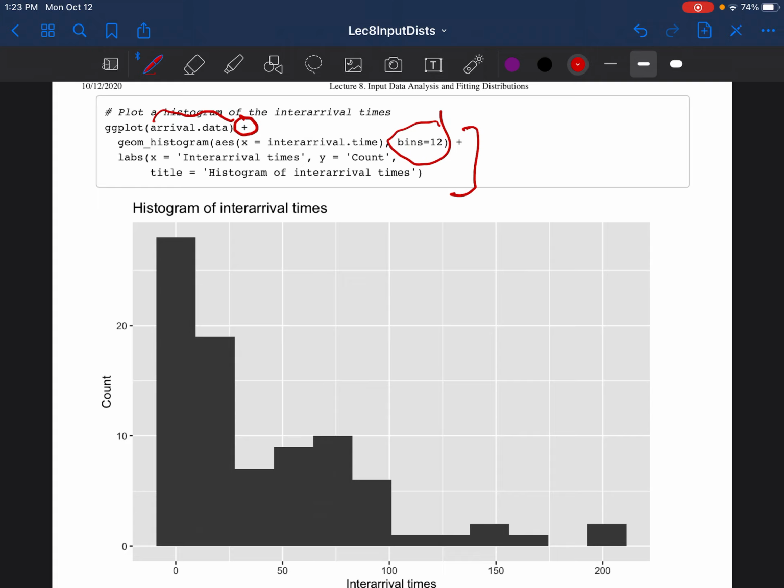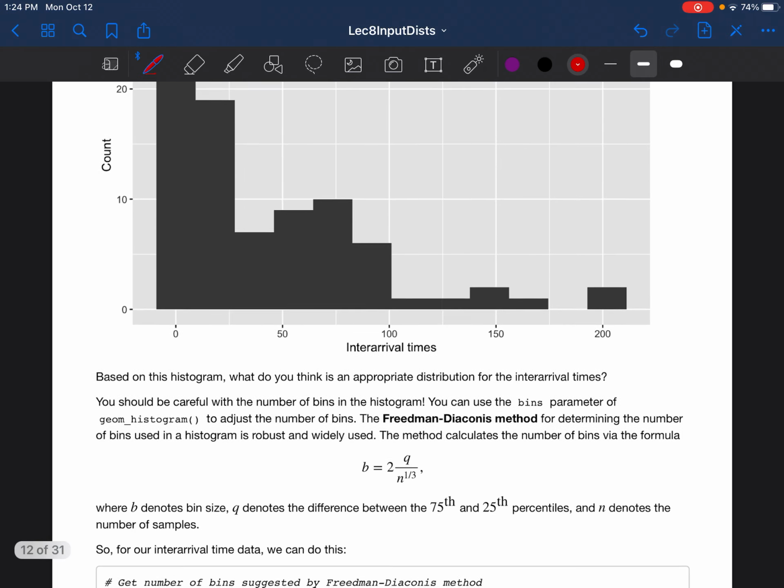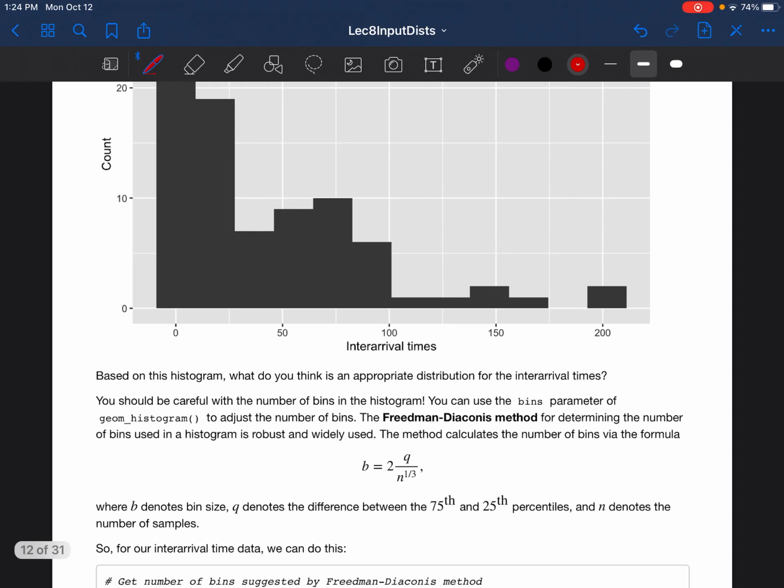When you look at this, I hope you would think this is exponential, but you might be thinking, well, why 12 bins? I think that's a really good question. In fact, there is a better way of choosing the number of bins. It uses what's called the Friedman-Diaconis method, and it says the bin width should be equal to 2 times Q divided by n to the cube root.